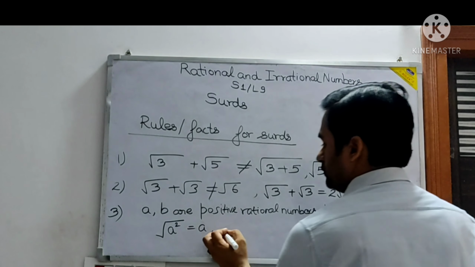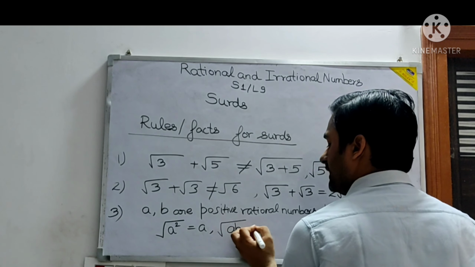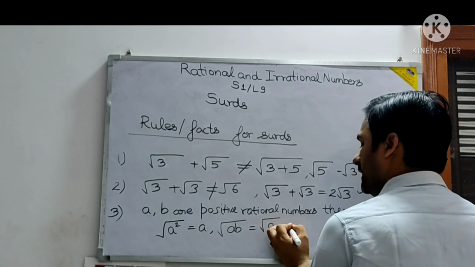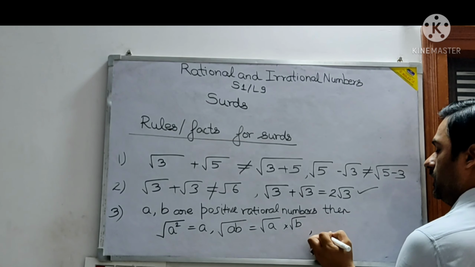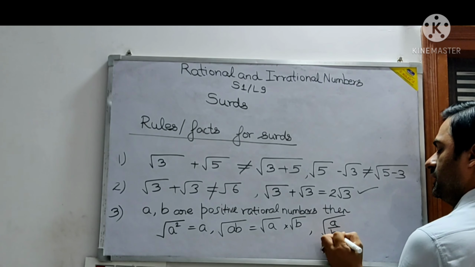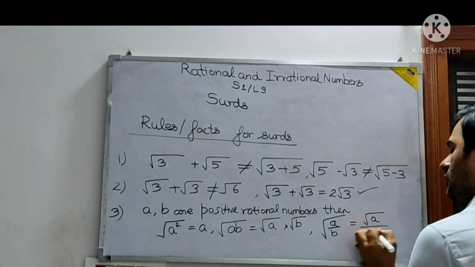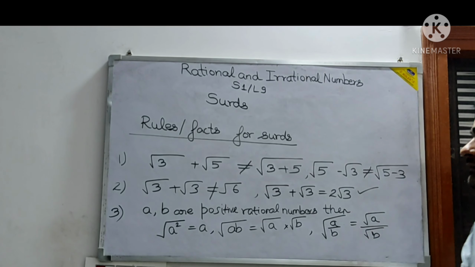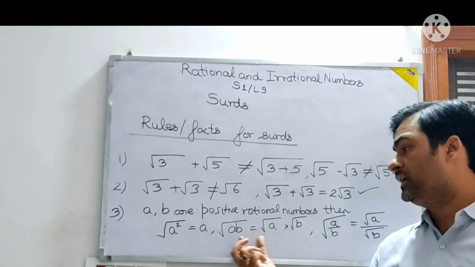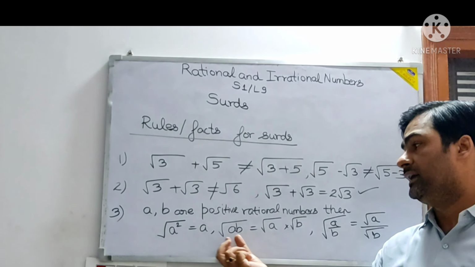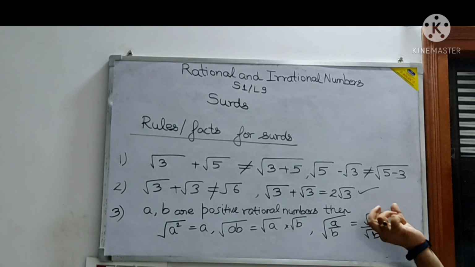Then under root of ab, we can write it as root a into root b, and under root of a by b is equal to under root a upon under root b. Very much important, the third point. Under root of a square will be a, this is common. But if it is a multiplication, you can write it individually: root a into root b. And if root a by b is there, root a by root b.